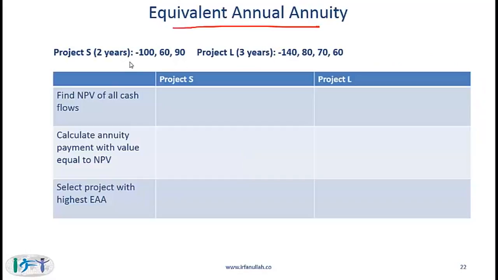The other is the equivalent annual annuity approach. Same projects. So what you do is the following. For each project, find the NPV. If you take project S and find the NPV, what you will get is 28.93. And for project L, you will get an NPV of 35.66. I'm assuming that you can do this.